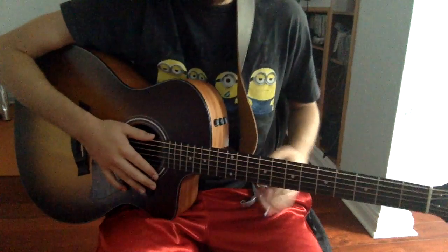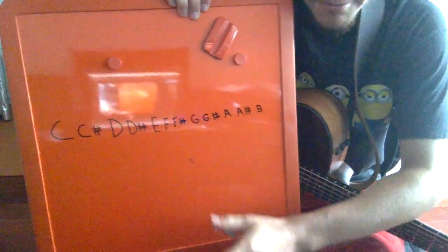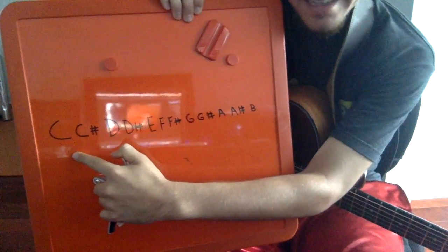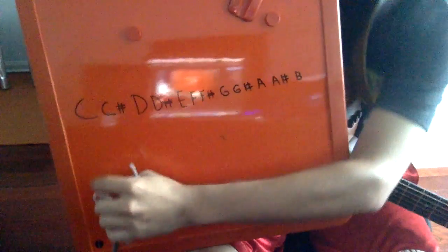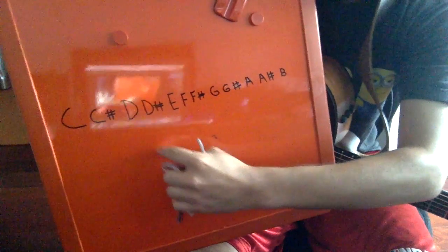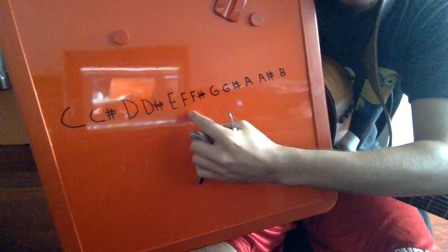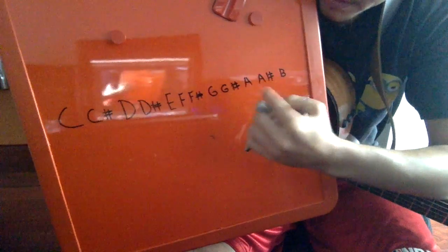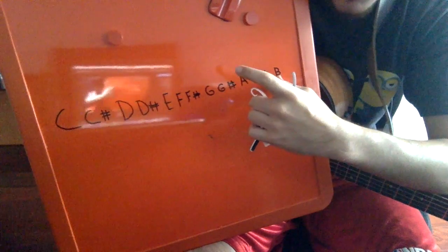All right, the first thing you want to understand is the notes. Right here we start with C. Sorry, my handwriting's a little bad, but whatever. First one is C, then it goes to C sharp, D, D sharp, E, F, F sharp, G, G sharp, A, A sharp, and B. After B, it goes back to C.